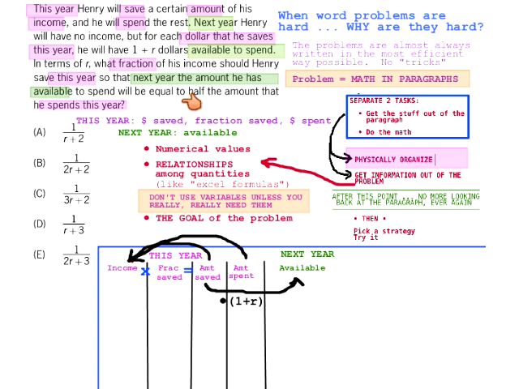All right, let's keep going through the paragraph. In terms of R, what fraction of his income, so that means this is the goal of the problem, so we should indicate that. So what fraction of his income is the question, so that means that this is the want. So we can write the word want in this box right here too.